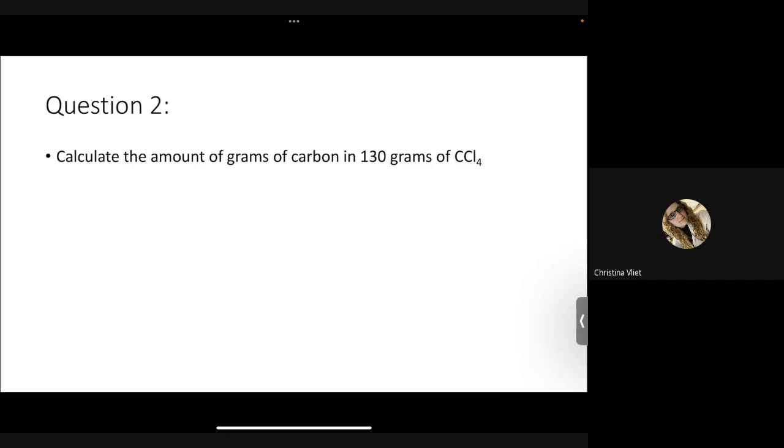This question, because I added it to give an additional example, it's not in Nearpod, but it is in Google Meet. Calculate the amount of grams of carbon in 130 grams of CCl4. I hope you started to work ahead of me on this one. I'm going to go ahead and start solving it. I'm going to use method 1. That's my preferred method. So step 1, molar mass.